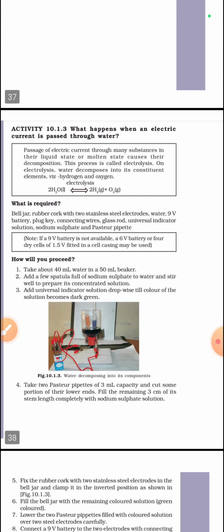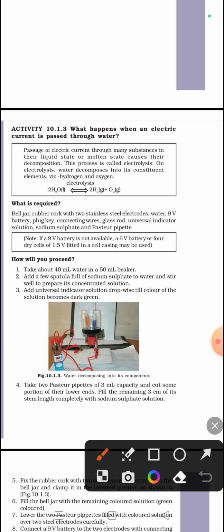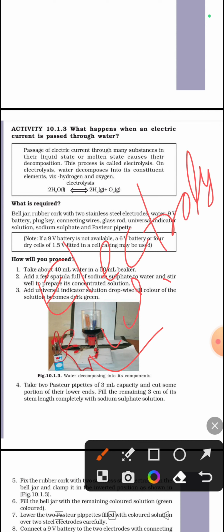Next, what happens when an electric current is passed through water? This is also important. This is the activity of electrolysis of water. When current passes through the water, then it breaks into gases, hydrogen gas and oxygen gas.